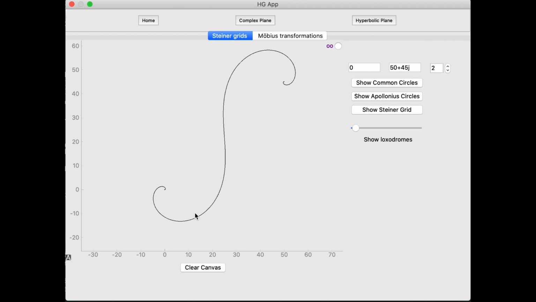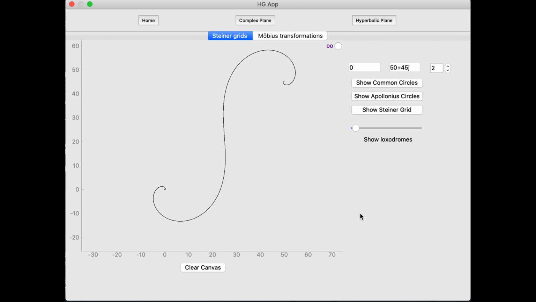You can think of this as the image under some Möbius transformation of some loxodrome connecting 0 with infinity, for instance. And remember that we showed that, given any loxodrome, the angle it forms with any circle centered at the origin was constant, right? I mean, here a loxodrome connecting 0 to infinity. That's what we showed, right?